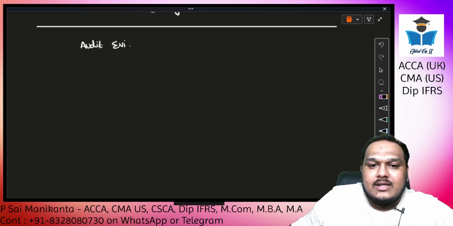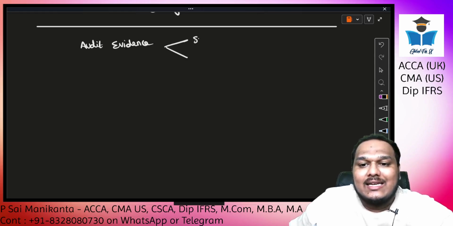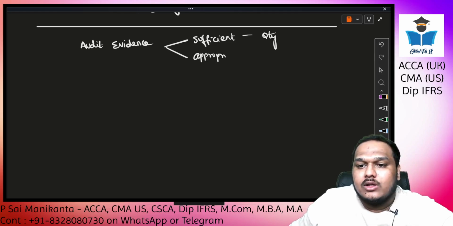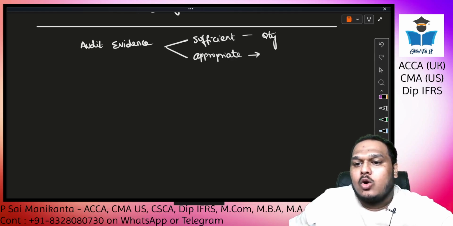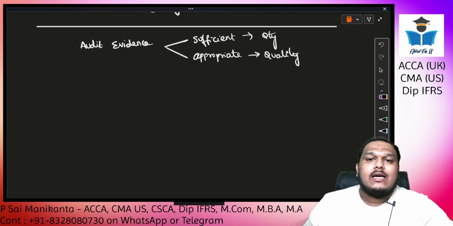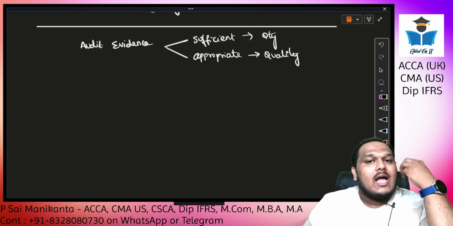Audit evidence. So the auditor has to make sure that they are gathering sufficient in terms of quantity and appropriate, which talks about the quality of the audit evidence, right? Quantity of audit evidence that is gathered and quality of the audit evidence that is gathered. So the auditor should gather sufficient and appropriate audit evidence.